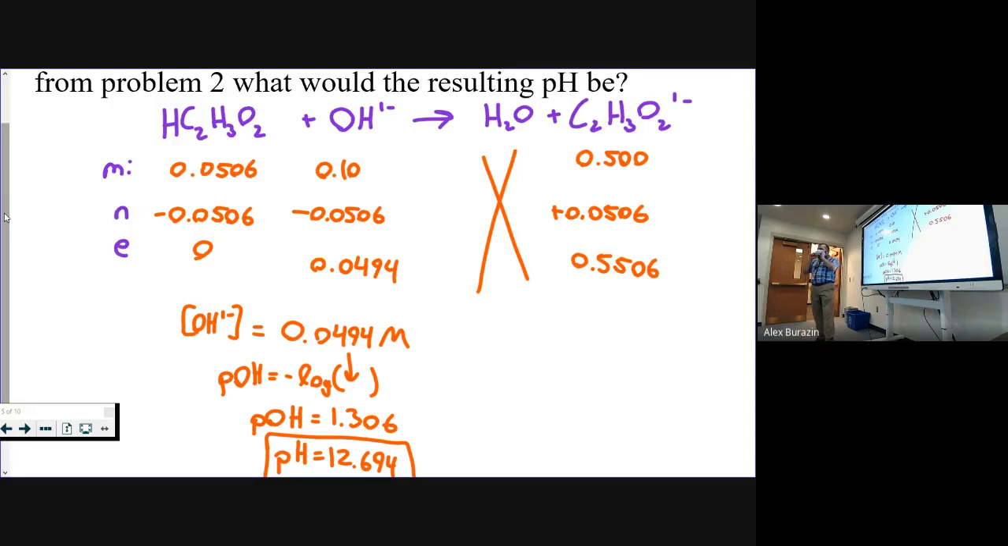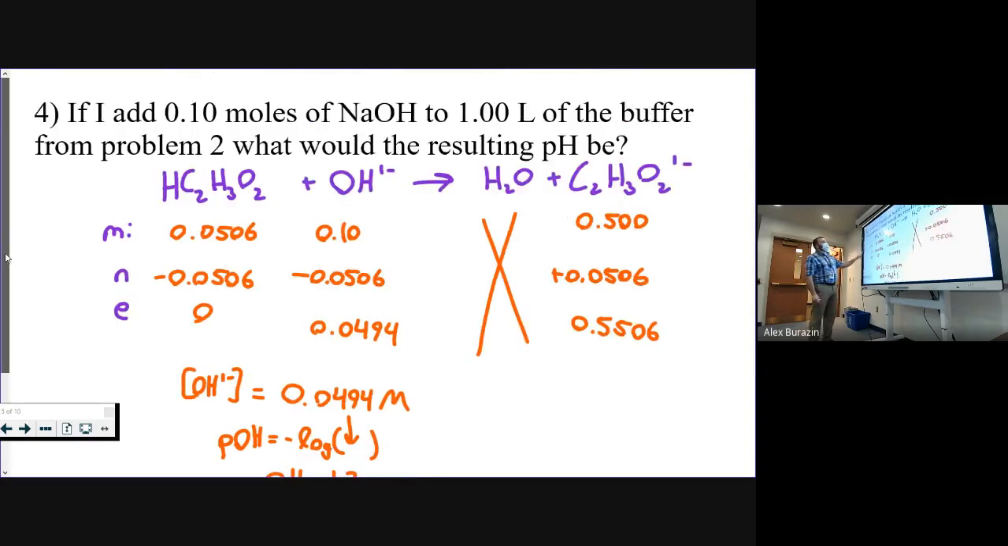Anyway, so here's the deal. We made a buffer in problem 1, and we broke it in problem 3. We made a buffer in problem 2, and we broke it in problem 4. Were either of the buffers that we created in 1 and 2 good buffers? No. How much acid and base did I add to break them? Not that much, 0.1 moles. That's not a lot. It should be able to withstand that, shouldn't it?